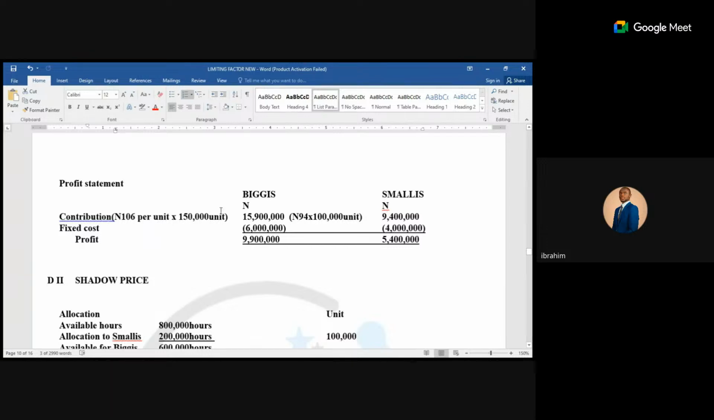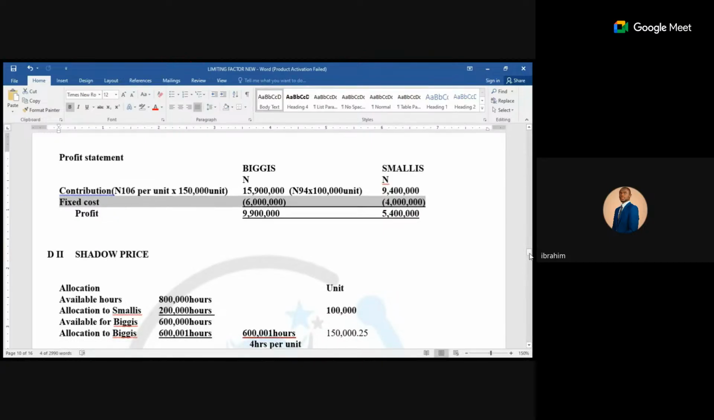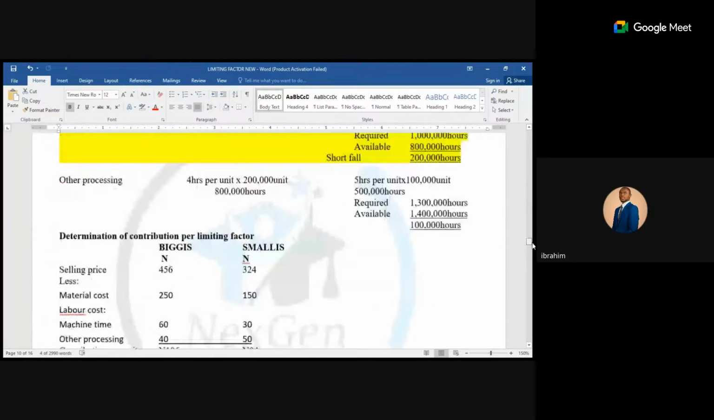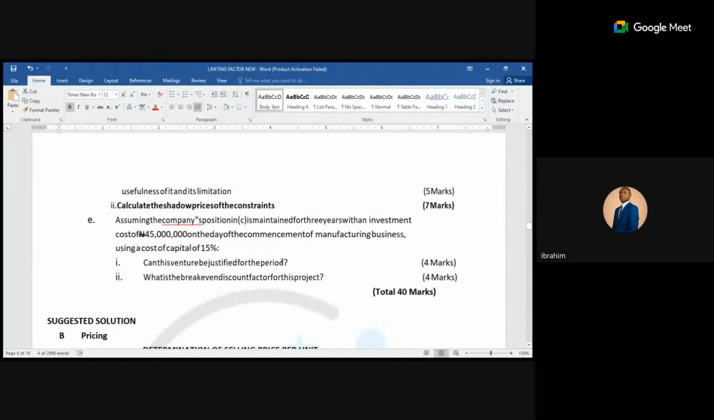Class, if we calculate the resulting profits, what is the relevant cost here? Fixed cost is not a relevant cost under investment appraisal. So when we want to calculate whether the project is viable or not, we will not include the fixed costs.